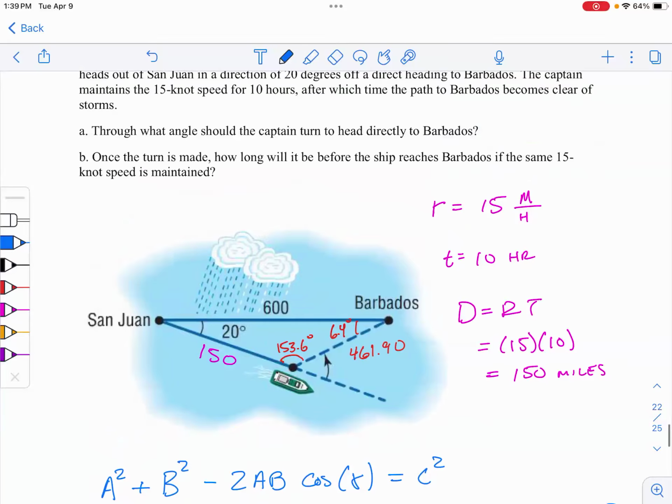Once the turn is made, how long will it be before the ship reaches Barbados if the same 15 knot speed is maintained? Basically, given all our info, how do we find that one? So again, a knot is just 15 miles per hour. We divide 461.9 by 15. Again, it's D equals RT. I just want to make sure we're still using all that knowledge. That's not a trig thing, but distance equals rate times time, that's not going away ever.